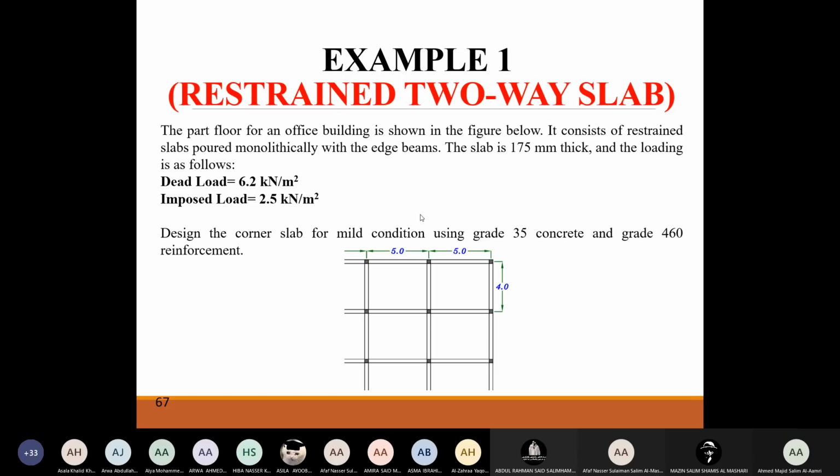Okay, so now you see that this is my problem. They have given us the dead and live load, and they have asked us to design the corner slab for the mild condition. They have given us a concrete grade of 35 and a grade 460 steel. So there are certain inputs which have already been given in the example itself.